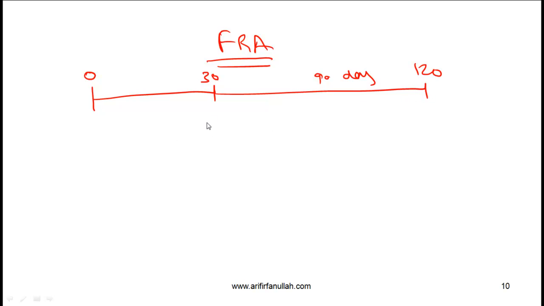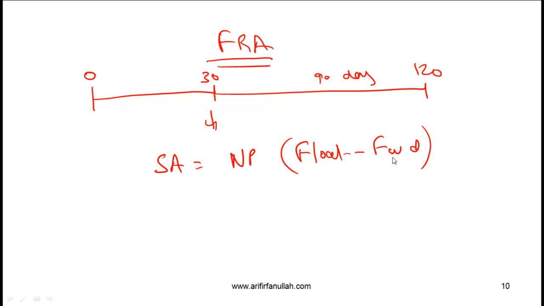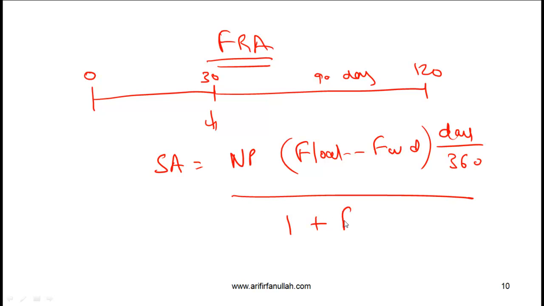So to figure out the settlement amount, the formula that you will see is as follows: notional principal into the floating rate minus the forward rate, into days over 360, the whole thing divided by 1 plus the floating rate into days over 360.